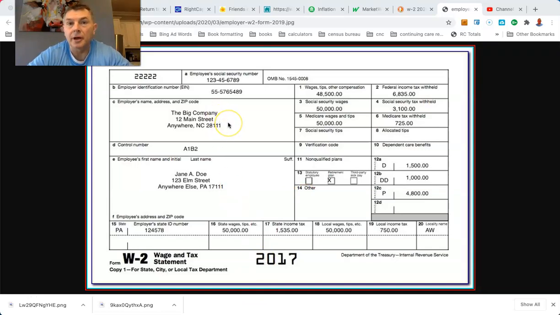You'll see some W-2s that are vertically inclined. Some are horizontal. This one's horizontal. My wife's, which I've got right here, is vertical. It doesn't matter. It's all the same thing. All the boxes are the same. The numbers and the letters, all that is the same regardless of what your W-2 looks like.